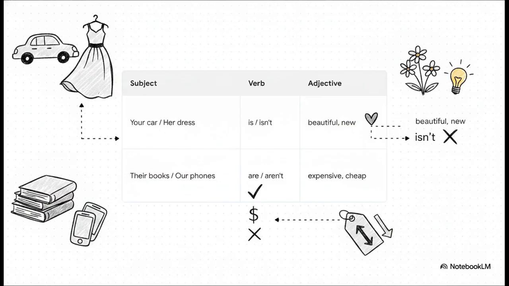Now look down at the bottom half. Their books and our phones are plural. Because there's more than one, the verb absolutely must be are or aren't. Our phones are new. Their books aren't expensive. If you just match the quantity of the item to the correct form of the verb to be, your English is going to sound incredibly natural.